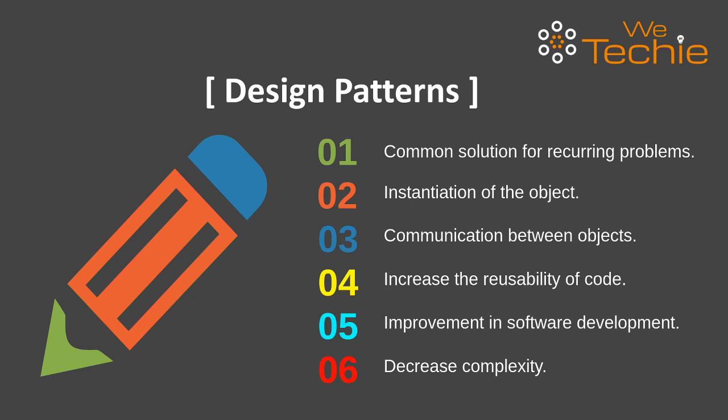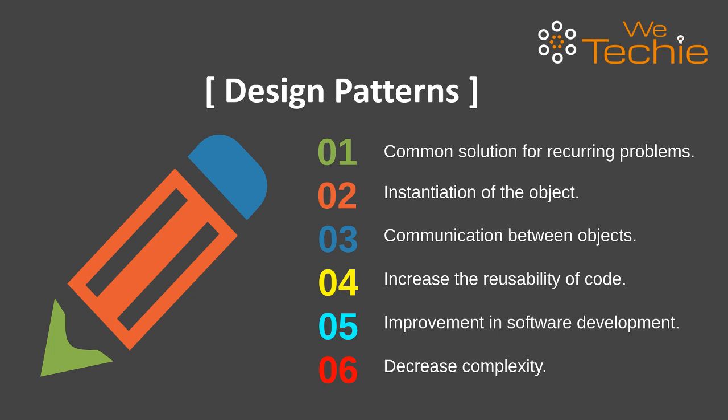And the fifth problem is how we improve software development. If we are focusing on R&D for every solution, then the improvement will not be there in software development. We might be spending a lot of time on the solution of the problem. So design patterns provide a common solution for the recurring problem, and we just need to implement those solutions in our application, and it reduces the time of software development and increases the performance of our application.